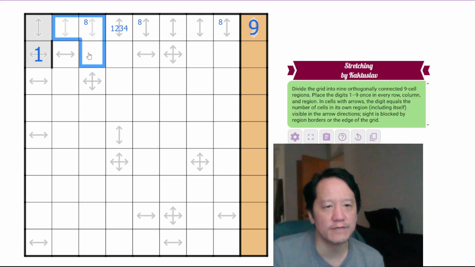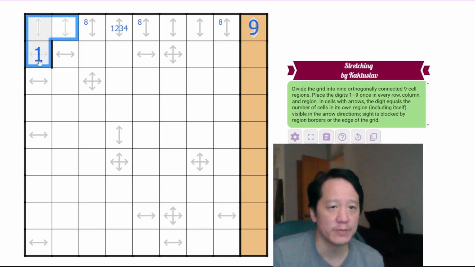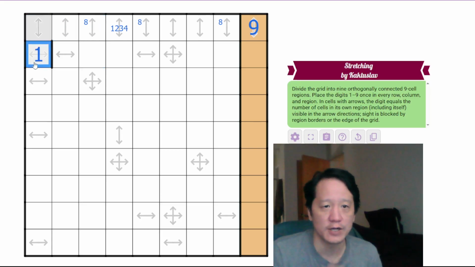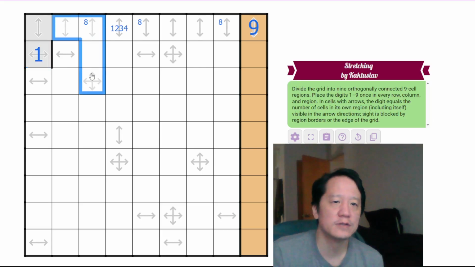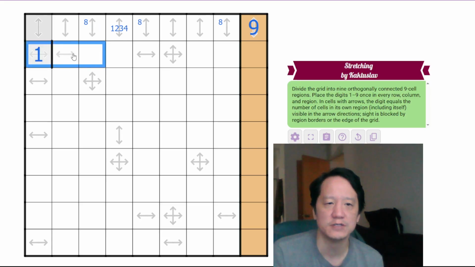If this is 1, that forces this to be part of this region, because it can't be part of this region, because this region already has a 1. So, if we tried going this way, the problem is if this were 1, this would go this way, and then it would have to go that way, and then this would have to be 1, because this would be a different region than it, right? So this can't be 1 either, which means this is part of the same region.